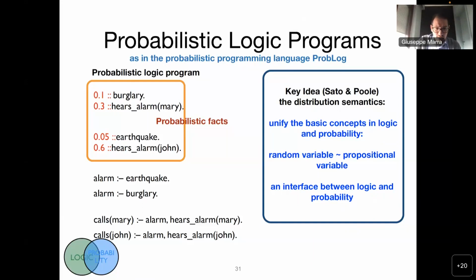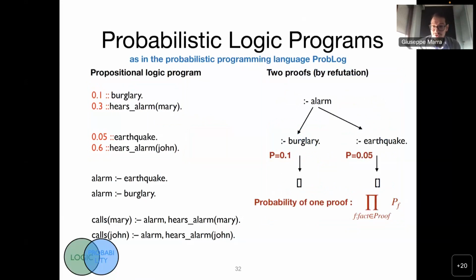So, how do we use the proof-based approach, and how do we extend it to probability? Well, while in logic you are interested in the value of a query, whether it is true or false, here you are interested in the probability of a query. Suppose that, for simplicity, the query is just alarm, and we are interested in the probability of alarm being true. And you have two different proofs for this: either burglary is true or earthquake is true.